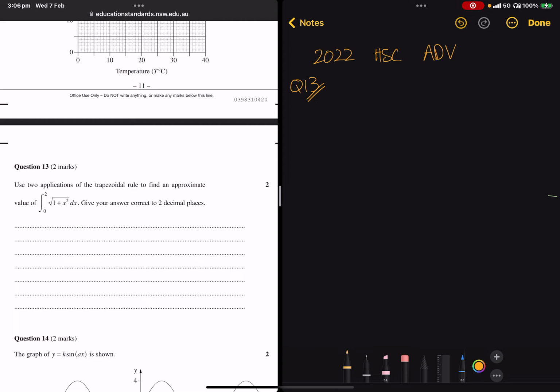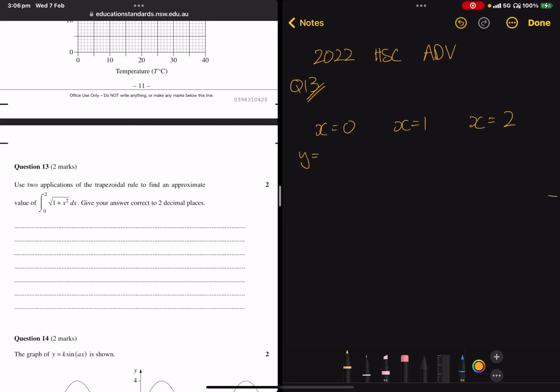So what it actually means when it says use two applications of the trapezoidal rule is evaluate this function at 0, 1 and 2, turn them into two trapeziums, find their areas, add them together. So what we need to do is say x equals 0 is the start, x equals 1 is the x midpoint, x equals 2 is the end. We need to evaluate the function, the y, at each of these points.